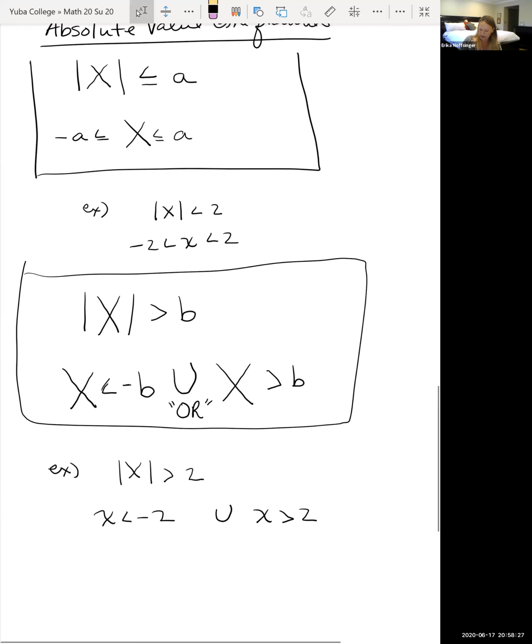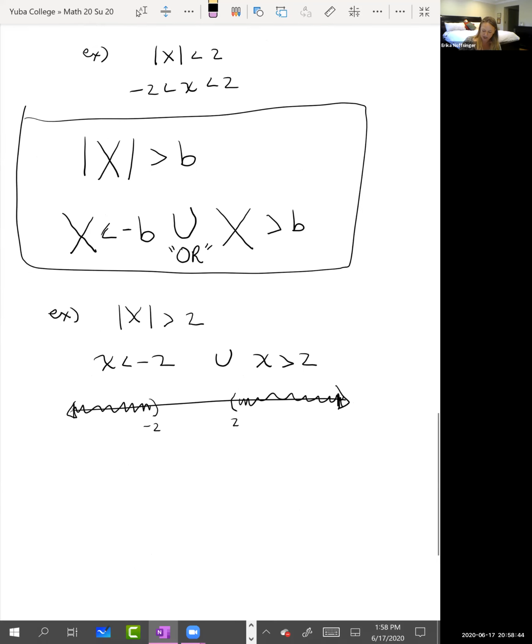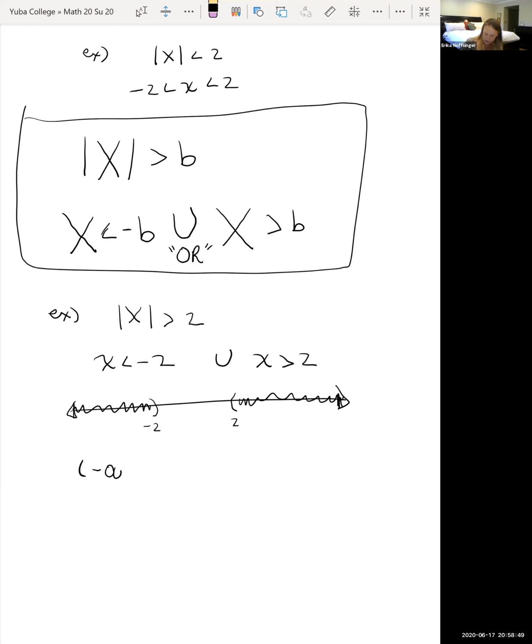And so real quick, in the interval notation, this is basically saying you have everything to the left of -2 shaded, and everything to the right of +2 shaded and not included. So in interval notation, you come in from -infinity going to -2. We're not including -2 because it was a strictly greater than. So parentheses, union, parentheses 2 comma infinity.